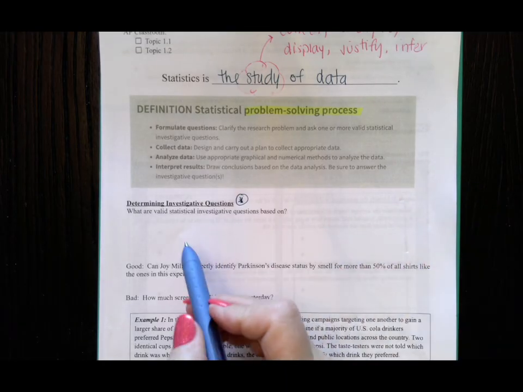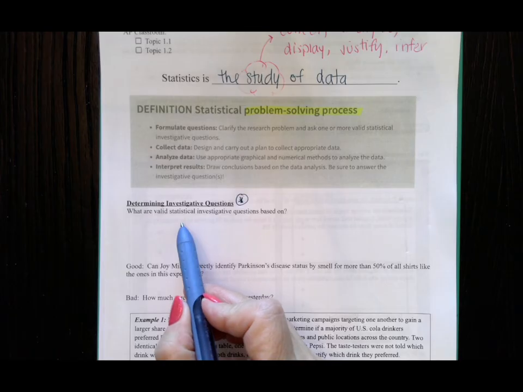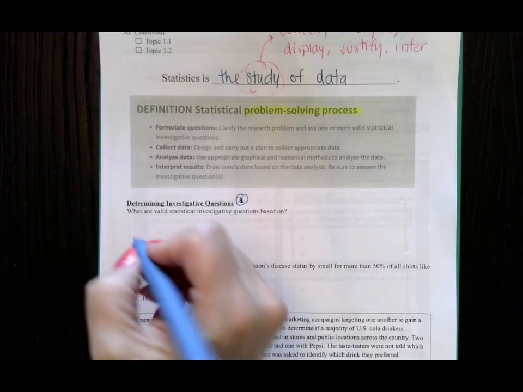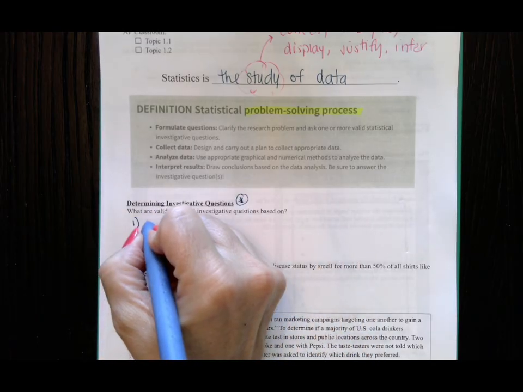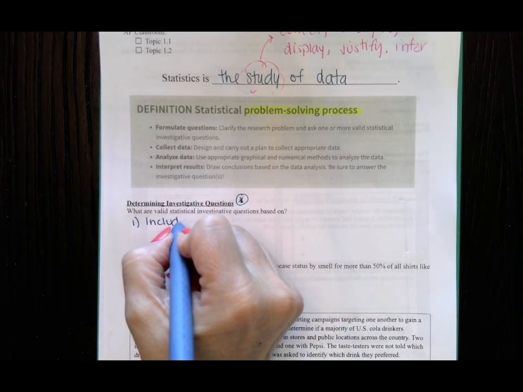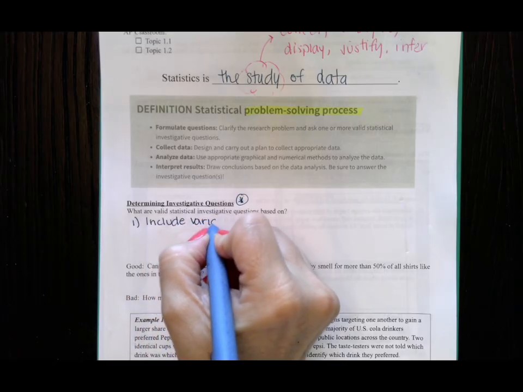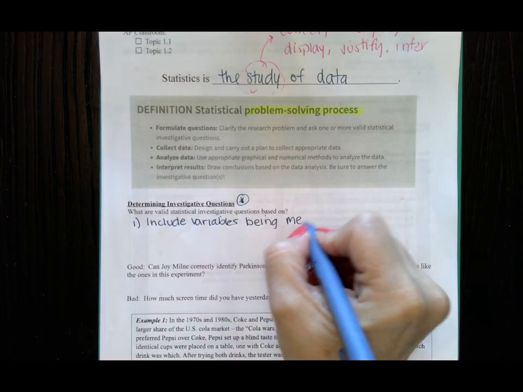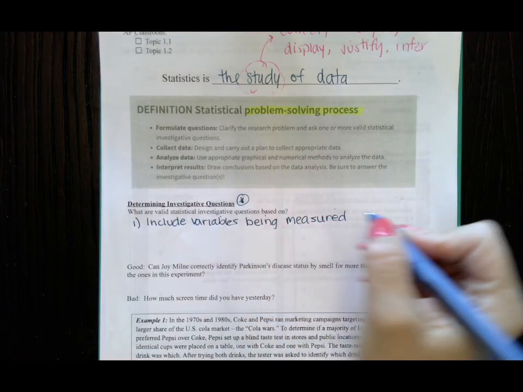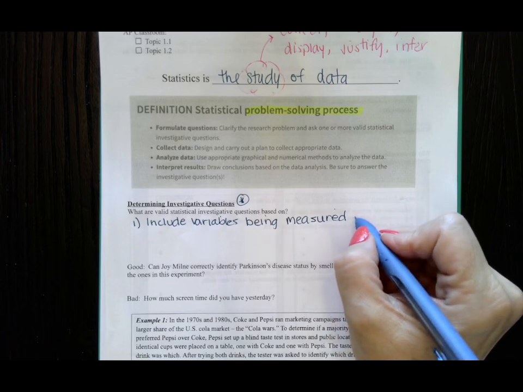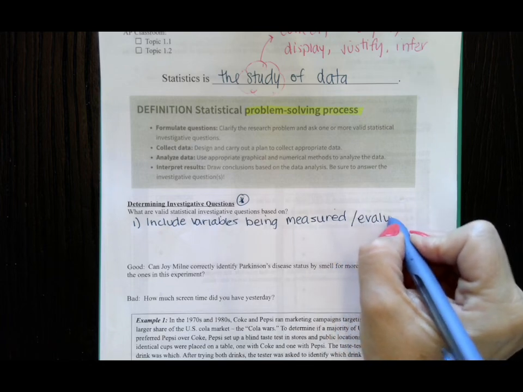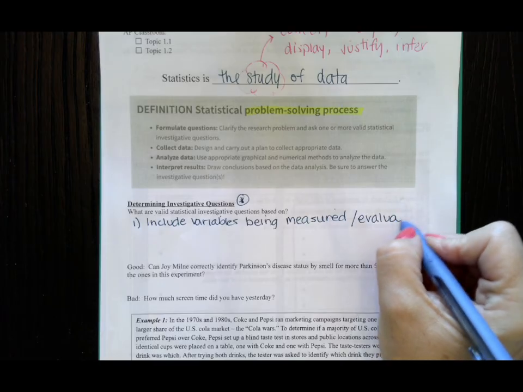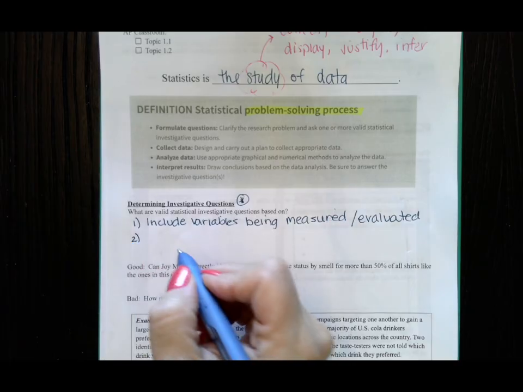And what we want to do is we want to look at what a good statistical investigative question is based on. So the first thing that it has to always include is it has to include the variables being measured. And so being measured, or we can say being evaluated, because sometimes we're not actually going to measure something. Sometimes we're just going to look at data. So evaluated.